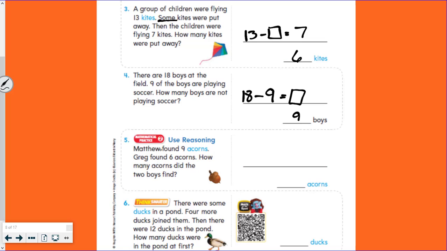All right, let's do one more. This time Matthew found 9 acorns. He finds 9 acorns. Greg found 6 acorns. How many acorns did the 2 boys find? So we're finding how many they found in all. Okay, so this time you're going to use addition. So come up with an addition fact to match the problem.